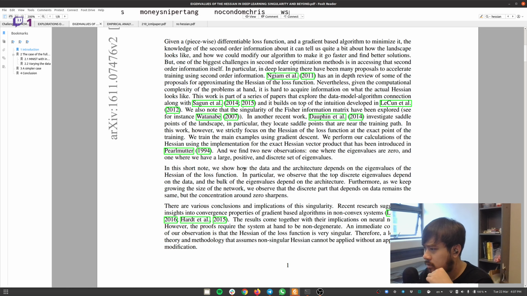Wait, what? Isn't it the other way around? Oh, okay, whatever. The top discrete eigenvalues depend on the data, and the bulk depends on the architecture. What?